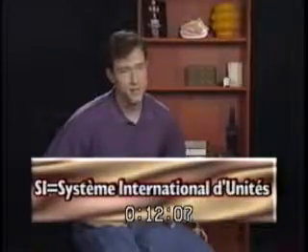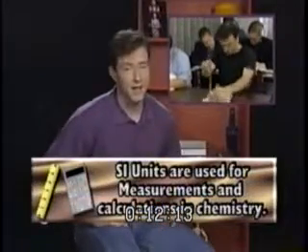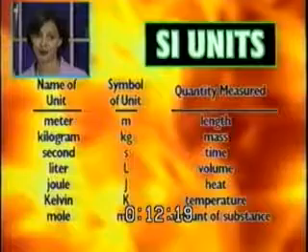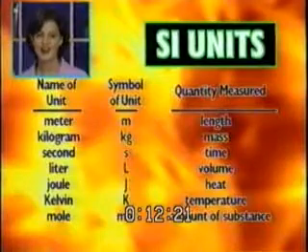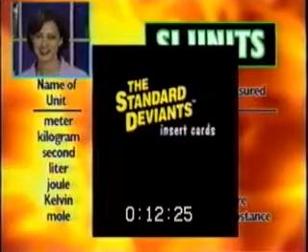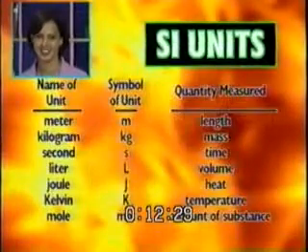The International System of Units, also known as SI units, is based on the metric system and has been adopted by most countries. SI units are used for measurements and calculations in chemistry. These are commonly used SI-based units, and you're going to get to know them all. You'll find this chart, along with the metric system stuff, on your standard Deviants insert card. So refer to it as you hear us use these units of measurement.